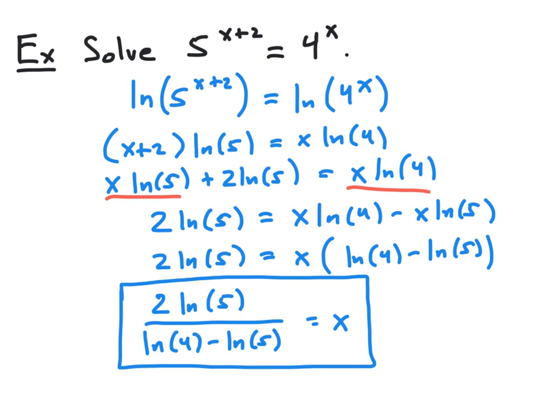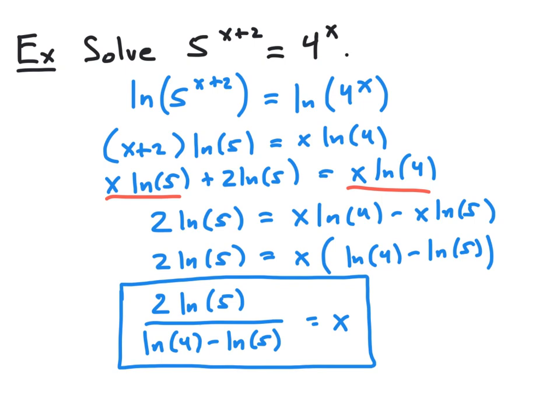Now, before we move on, it's worth noting that there are several other things that we could have done here in order to find a solution to this equation. One thing is, at the very beginning, instead of taking the natural log, we could have taken the common log, base 10. And if we had done that, everywhere in this problem where we have a natural log written, we would then have a common log, and we would end up with 2 common log 5 divided by common log 4 minus common log 5. This would be the same number, even though it uses a different logarithm.